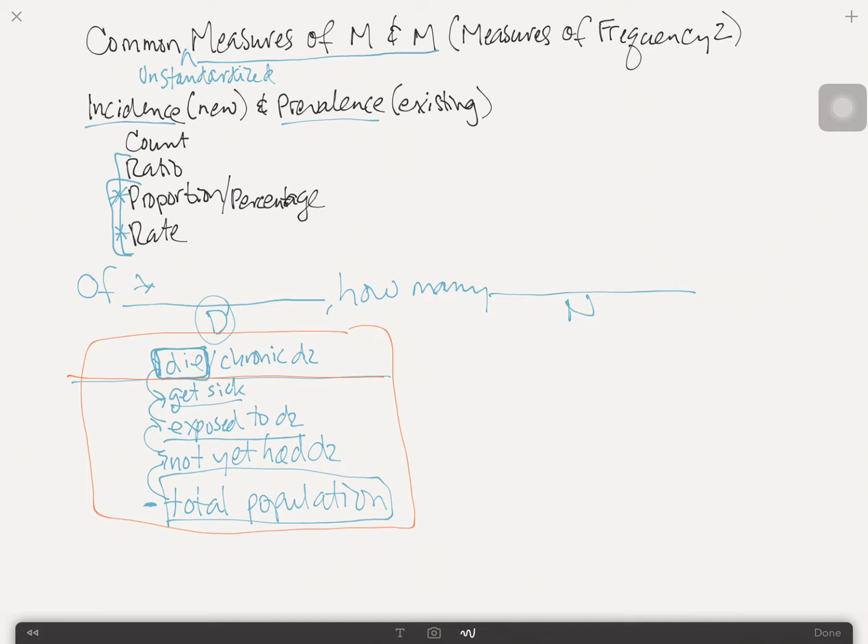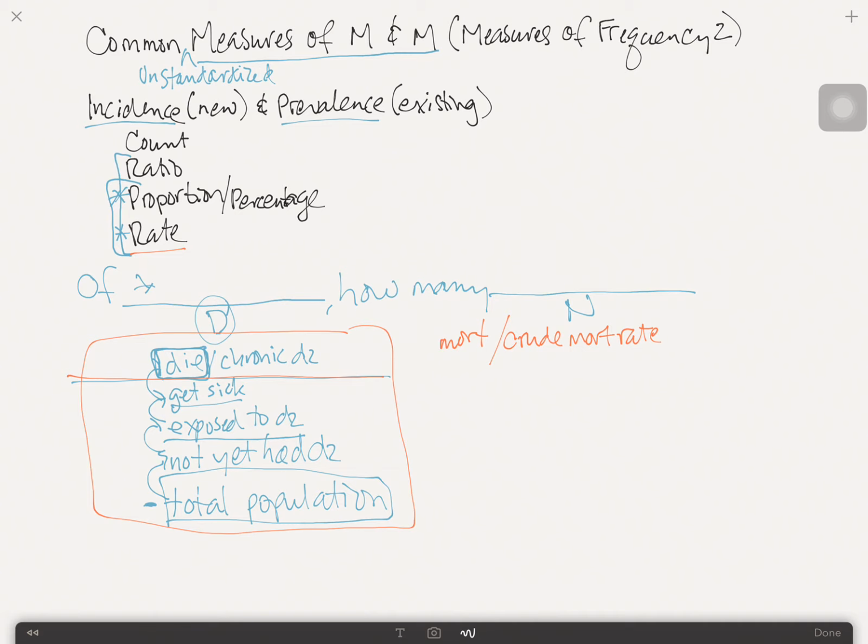Let's go and talk about some specific things. Of the total population, what proportion die? That is called our mortality rate or our crude mortality rate. And notice that we're calling it a rate. Usually we're talking about per year, and so how many die per year, and so that is a rate.